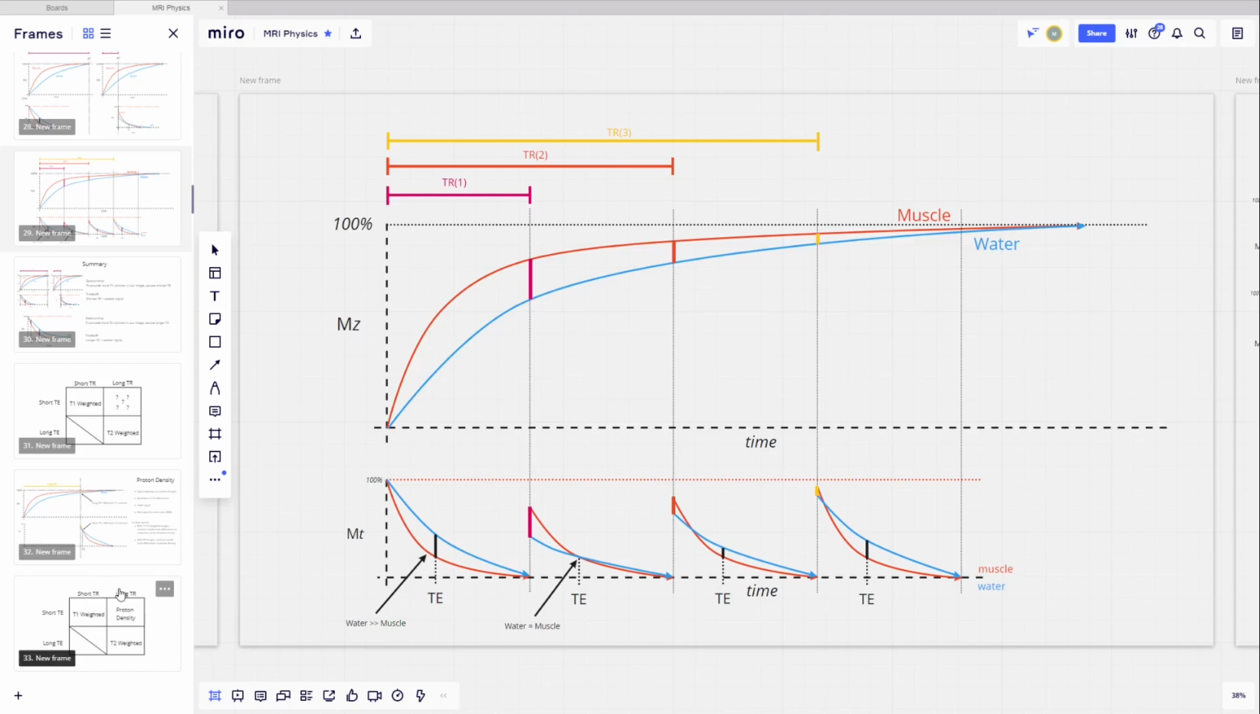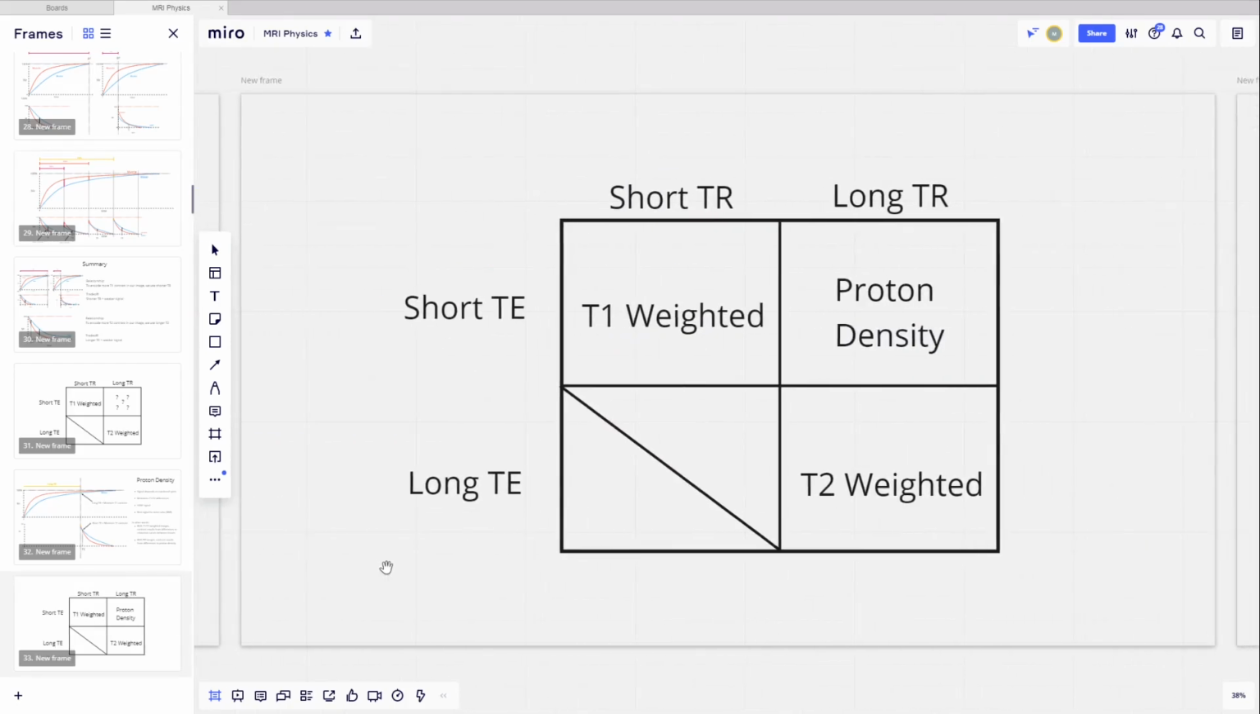And then a long TE, you want to wait to allow enough contrast between those decay curves. So if you want a T2 weighted image, you're going to set your TR long and your TE long. Okay, this scenario does not exist. So what is this? Short TE, long TR.